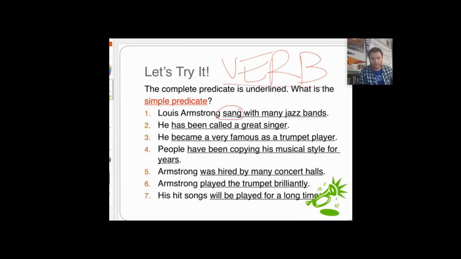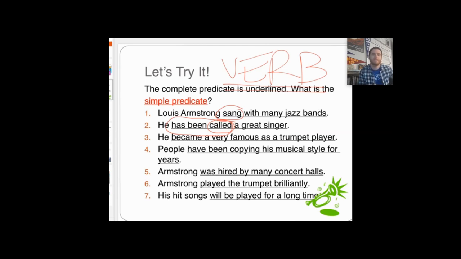Let's look at number two. This gets more tricky. There's a helping verb and then the main verb. The main verb is called, okay? But has been is a helping verb for called, okay? Has been, okay? It's like in the past, this has been true. That's the predicate. The entire verb has been called. Okay, that's the simple predicate there.